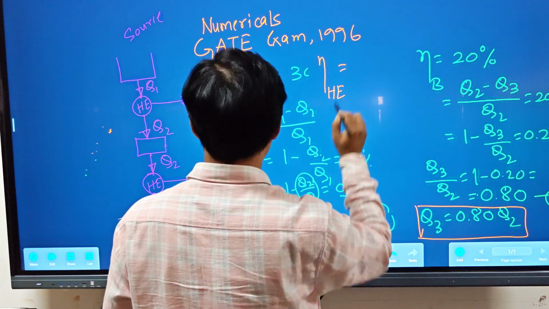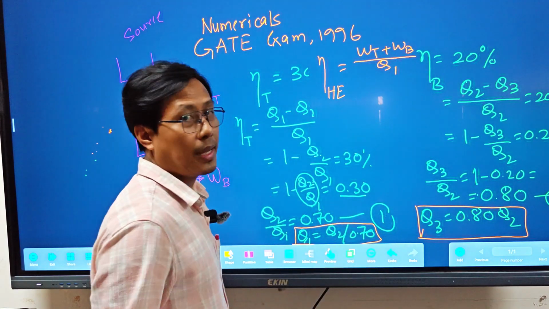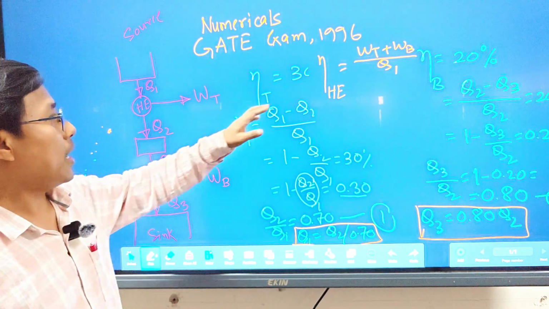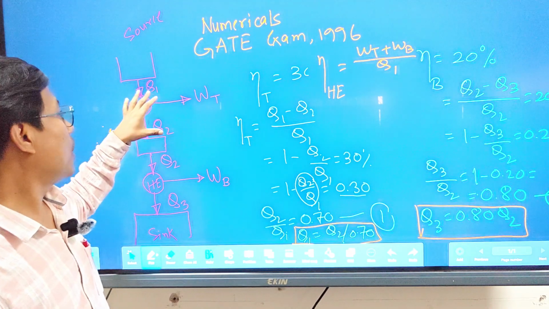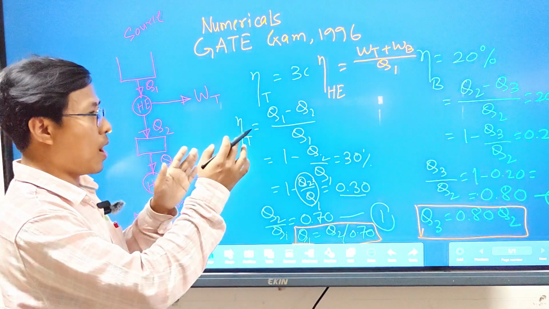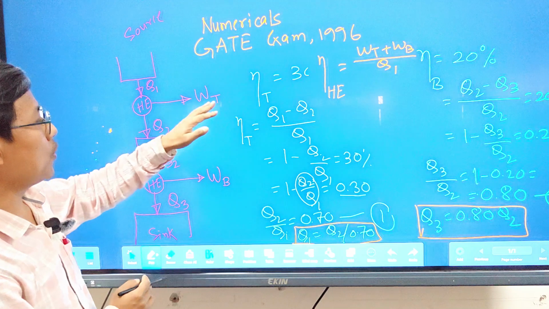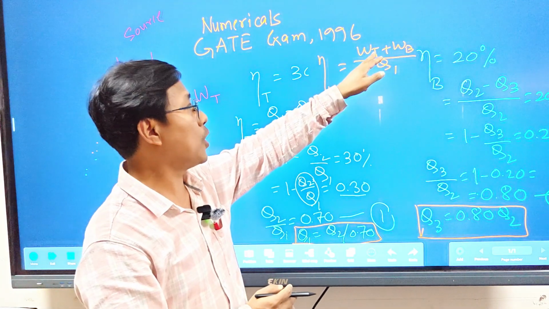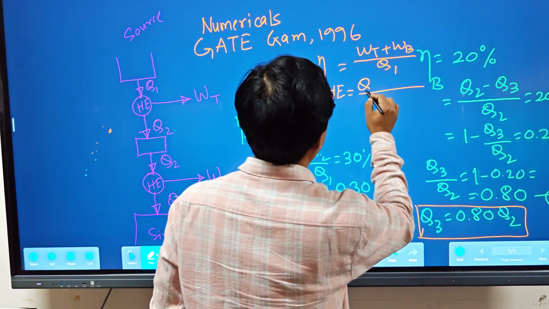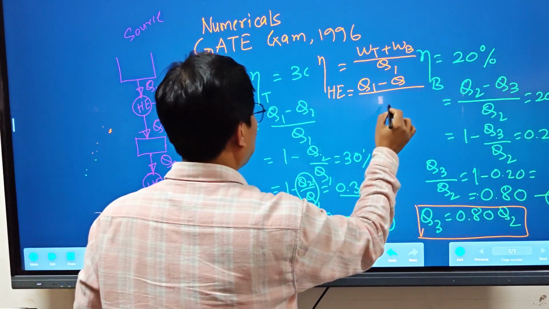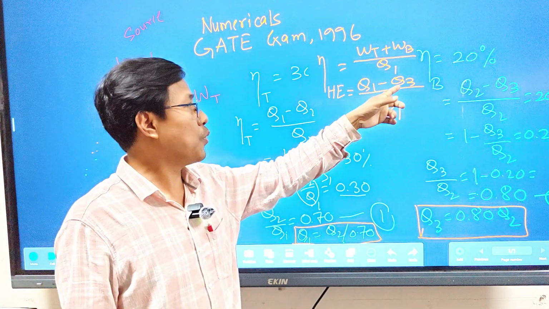The efficiency of the heat engine will be Wt plus Wb divided by Q1. Clear? In a simple way, the work output is the summation of these two net works, and heat addition equals Q1. So considering the whole heat engine, the work output is the summation of Wt and Wb, and the heat addition here is Q1. So the efficiency is given by Wt plus Wb by Q1, and after simplification it becomes Q1 minus Q3 divided by Q1.